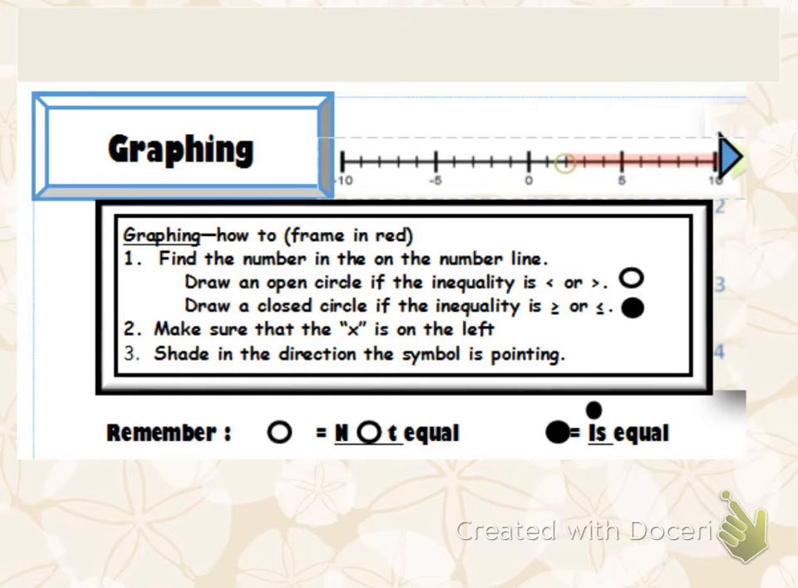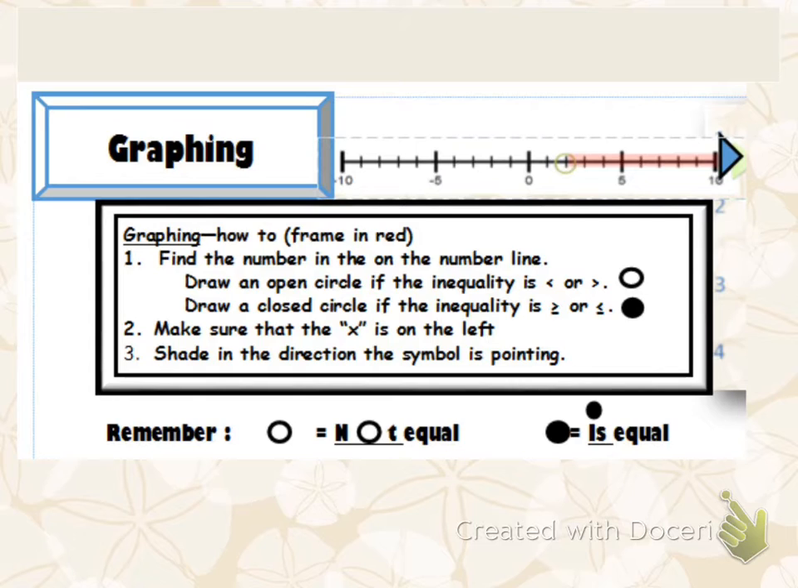So it says, find the number on the number line. So if it said x is greater than 2, you would find the number 2. Draw an open circle if it is greater than or less than. Draw a closed circle if it is greater than or equal to or less than or equal to.